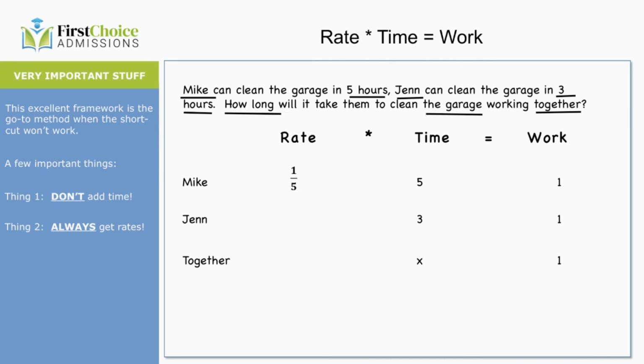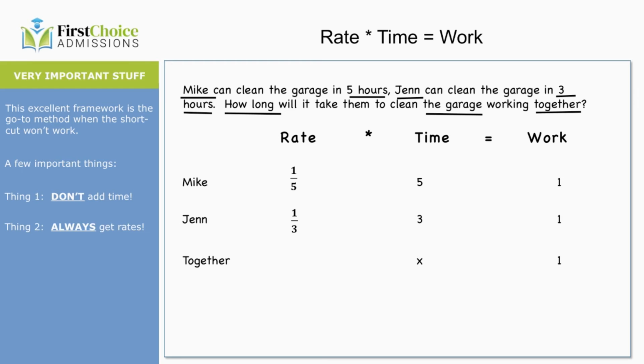and we can get to that in one of two ways. The first is there's an intuitive way. Well, if it takes him 5 hours to clean the garage, he must be cleaning 1/5 of that garage every hour. And there's a more mathy way, which is, well, rate times time equals work. So something times 5 must equal 1. Mike's rate must be 1/5 because 1/5 times 5 equals 1. Similarly, we know that Jen's rate is 1/3.